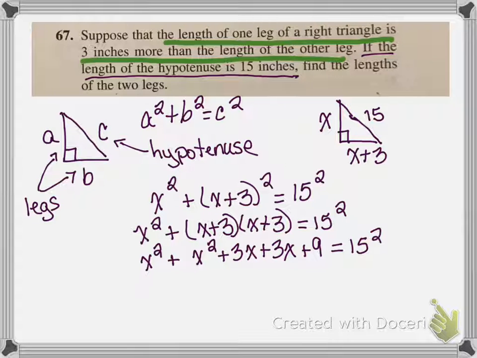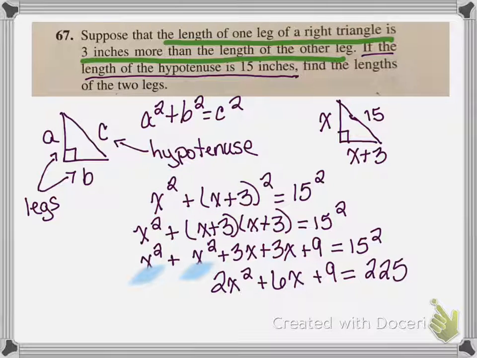Okay, and my next step, I'm going to combine like terms. I have an x squared and an x squared. What does that give me? 2x squared. 3x plus 3x gives me, okay, and then I have plus 9. What's 15 squared? 225. Good. Okay, what's my next step before I can factor this? What's the last thing I need to do? Make it equal to 0.